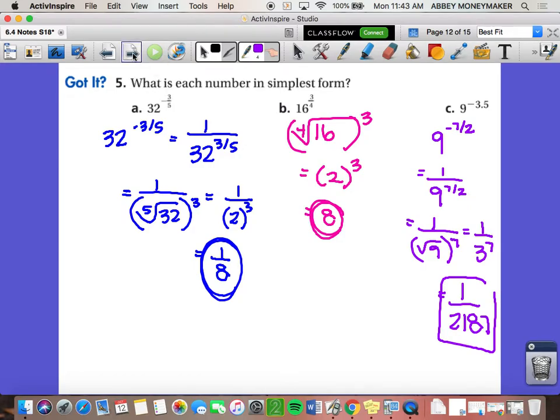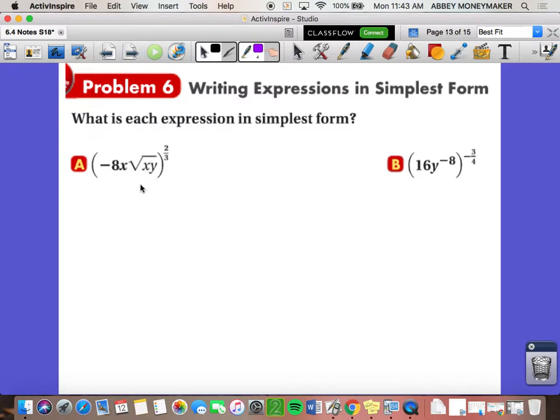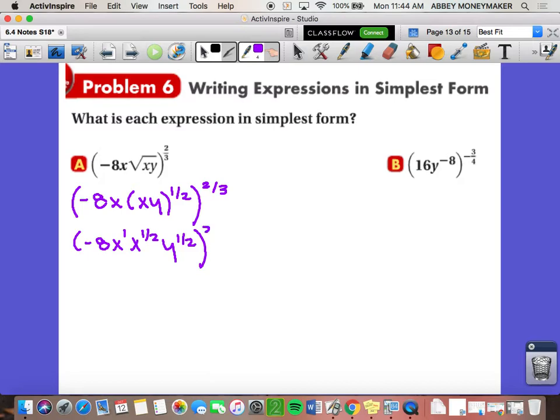So now that we've done the variable part and we've done the number part, let's see if we can put them both together. This is where it gets really kind of complicated. So you want to make sure you're following along and staying with me the whole time. So on part A, you notice that we have a lot going on here. The first thing I'm going to do is change the square root to the 1/2 power. And then from here, I'm going to say that that's negative 8x to the first power. That gives me x to the 1/2, y to the 1/2, and then that's all raised to the 2/3 power.